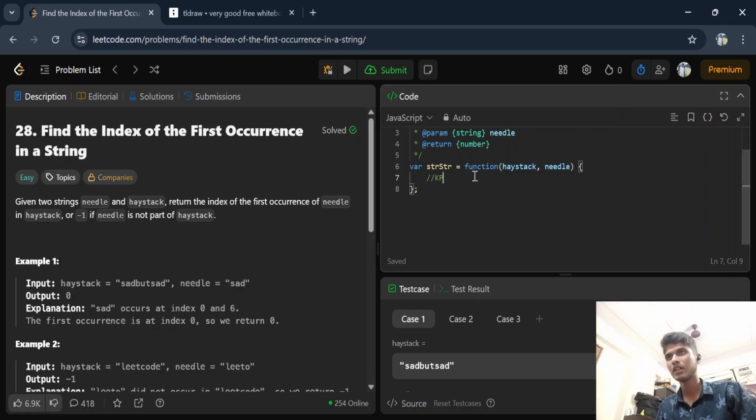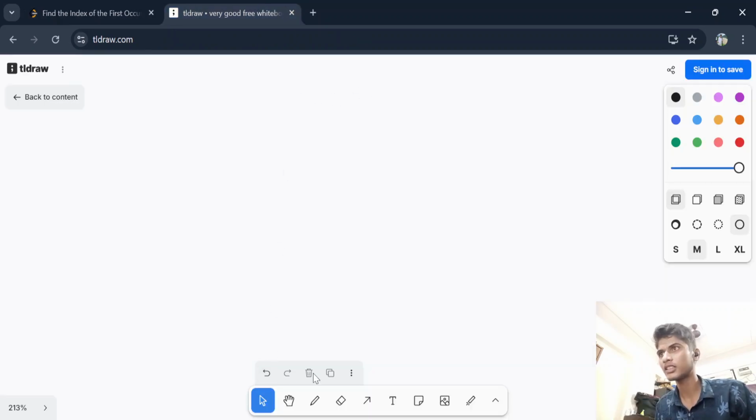So KMP, its full form is Knuth-Morris-Pratt. They were studying at Stanford, and I think in 1978 they made this algorithm. So let's see what this is.